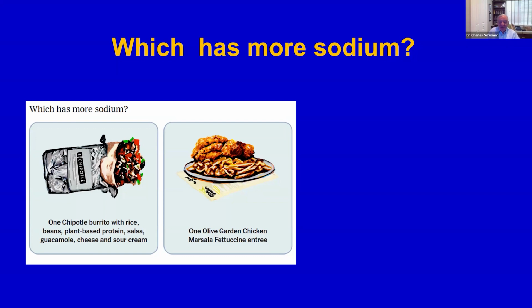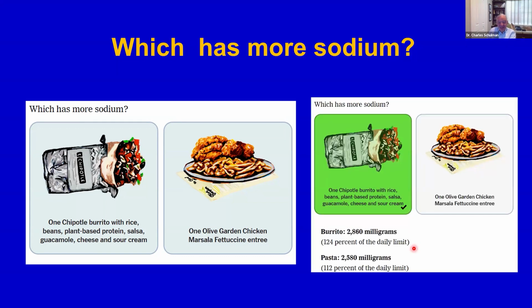Again, mixed result. And the answer is the burrito. Look how much sodium is in the burrito. 2,860 milligrams. But it beats the Olive Garden entree. But look how much is in the pasta. 2,500 milligrams of sodium. Way too much.